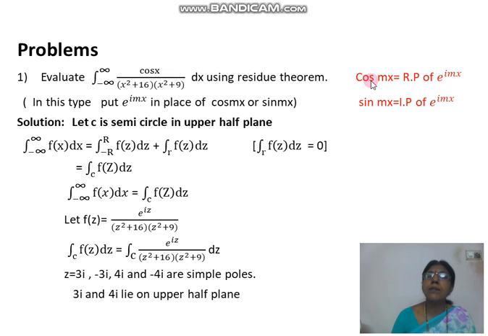So if cos mx or sin mx is in the problem, you let in place of cos mx or sin mx, e power imx. In the last answer, if in the problem we have given cos, you take the real part of the answer. Suppose it is sin x in the problem, then you take the imaginary part of the answer.